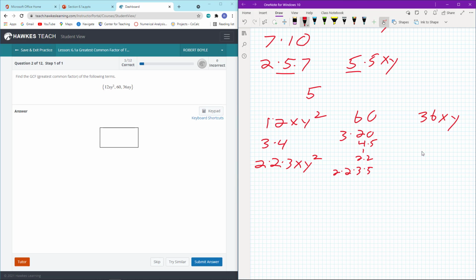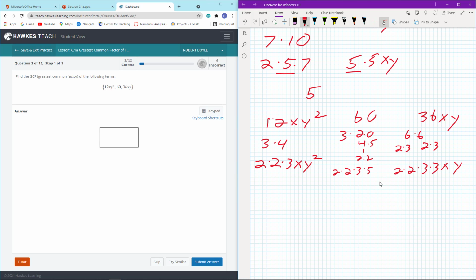Okay, that's for our 60. And then for 36, that would be 6 times 6. And then this 6 can be factored into 2 times 3, and this can be factored into 2 times 3. We would have 2 times 2 times 3 times 3, and then the x, y. Okay, so now we want to basically collect the factors that occur in all three terms.